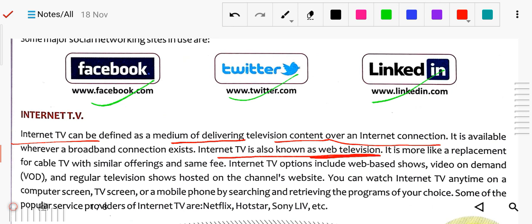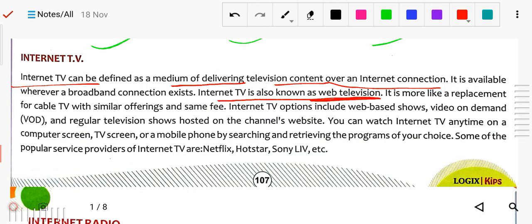It is more like a replacement of cable TV, offering similar content for fees. Okay, so there is video on demand. On demand, we just pay some money for the movie we want, and that is called VOD, video on demand. So we can access and watch TV programs on a computer screen or on a mobile screen.